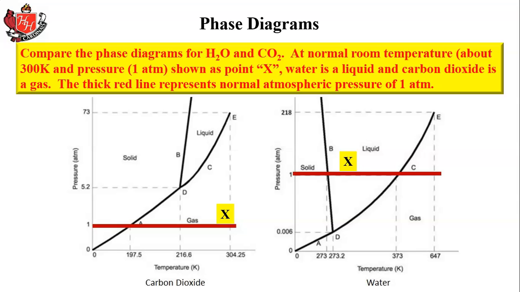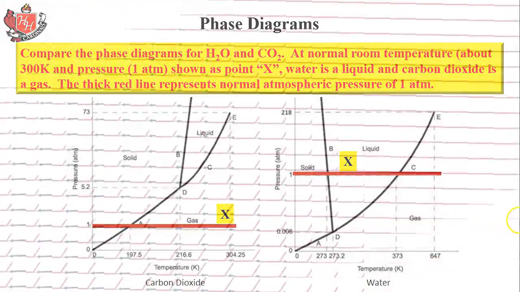So these are the same temperature and pressure for both, and at that temperature and pressure, carbon dioxide is a gas, and of course we know that because we exhale it all the time when we breathe out, so it has to be a gas, whereas water at normal room temperature and pressure is a liquid.